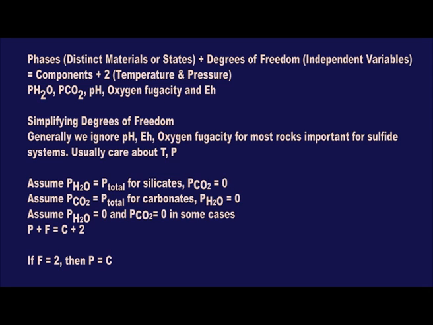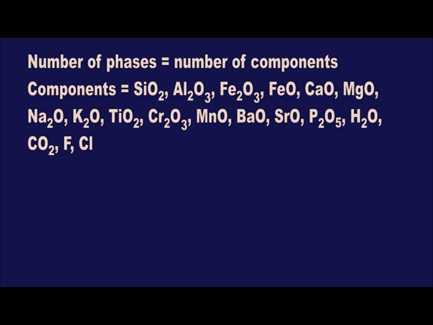Assume PS2 equal to P total for silicates, then PCO2 will be 0. Assume PCO2 equal to P total for carbonates, PS2 will be 0. Assume PS2 equal to 0 and PCO2 equal to 0 in some cases, then P plus F equal to C plus 2. If F equal to 2, then P equal to C.